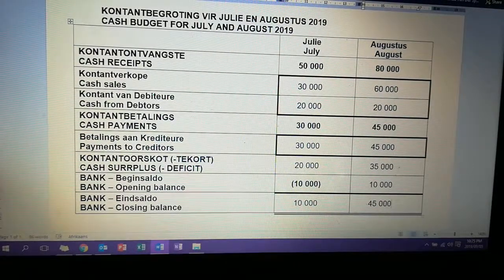All right, so in the cash budget, you just need to remember that you need to carry over, or write your closing balance in the next month's beginning balance. All right, so that is all you need to remember.